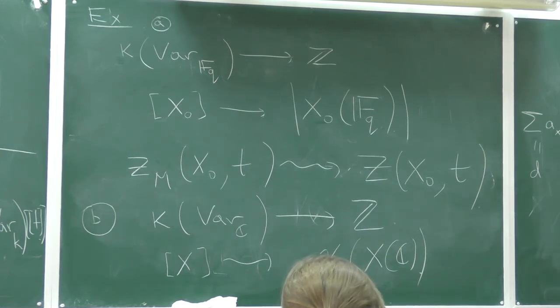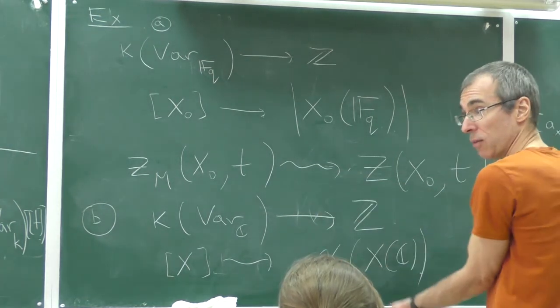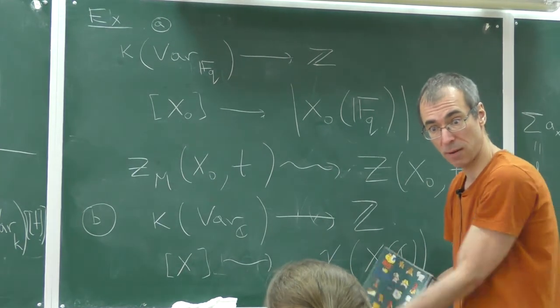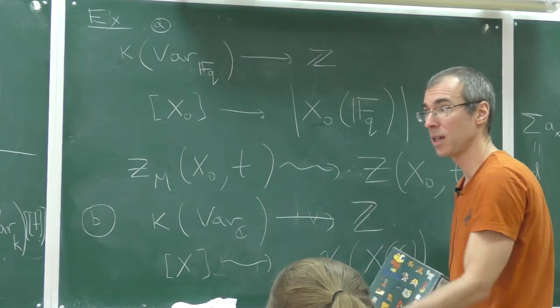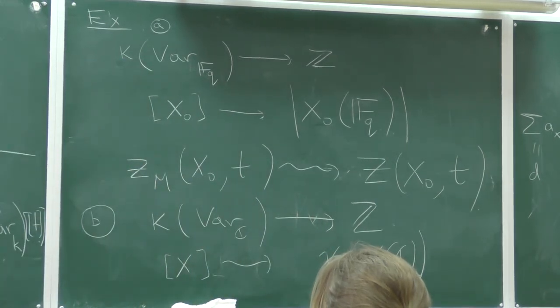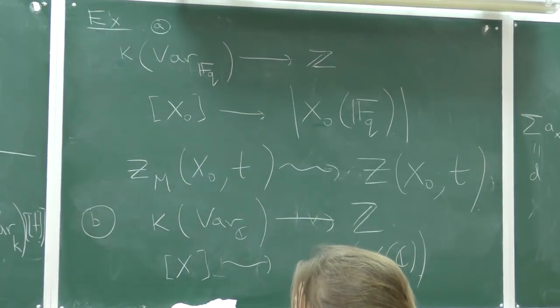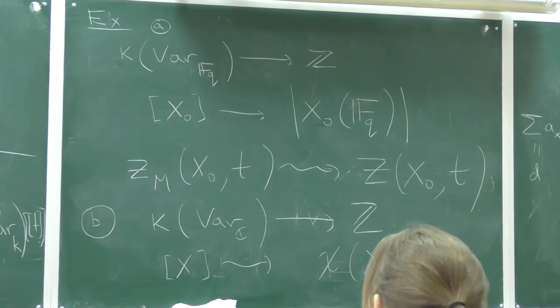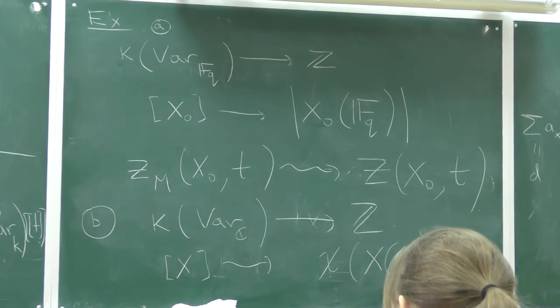So you can take this motivic zeta function for a complex algebraic variety and apply this homomorphism. You get a power series. So you can ask, for example, whether it's rational. It doesn't have a name.